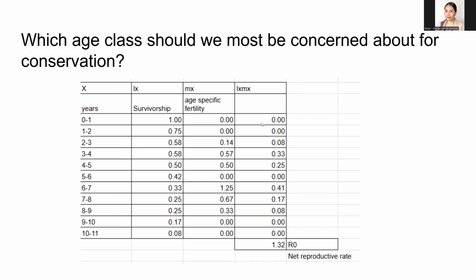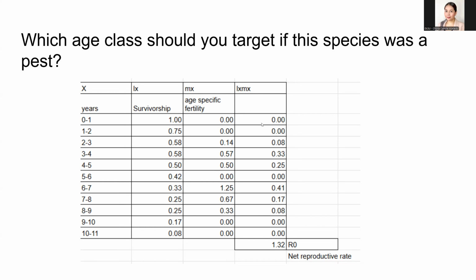Okay. But let's change our perspective. We have the same age, we have the same fecundity schedule, but this time, they're pests. So let's say they're cockroaches or yung kukulisap na pumapatay ng coconut trees. So if we are pest eradicators, what age class should we target if this species was a pest?